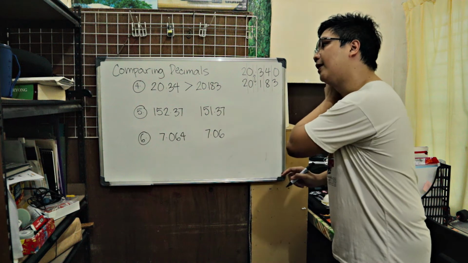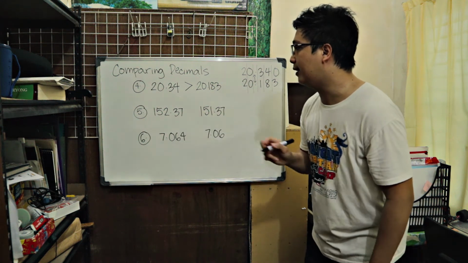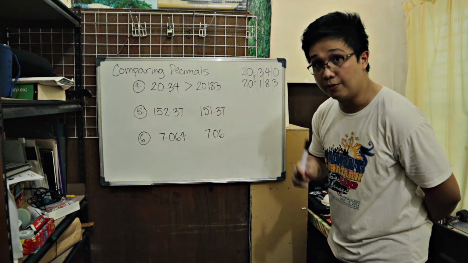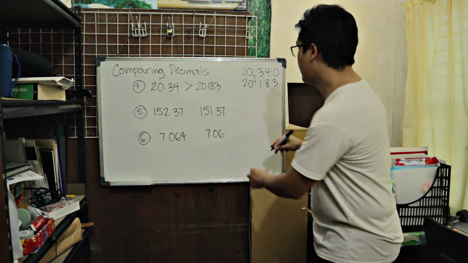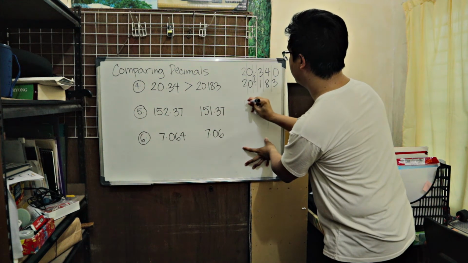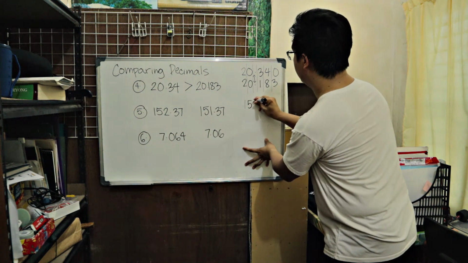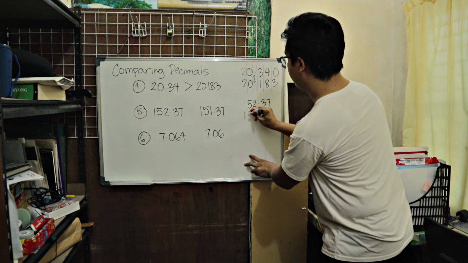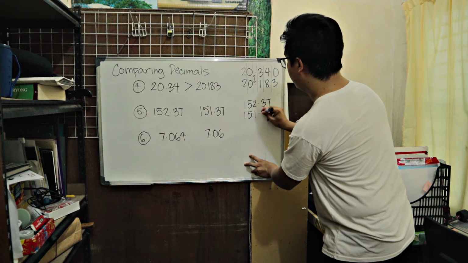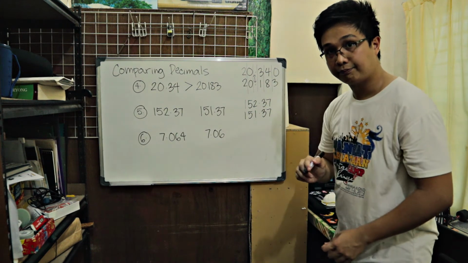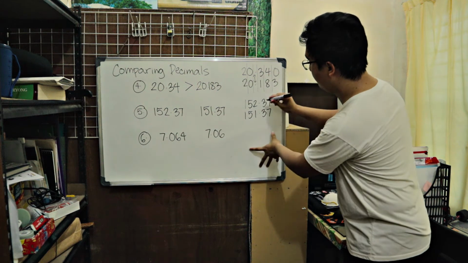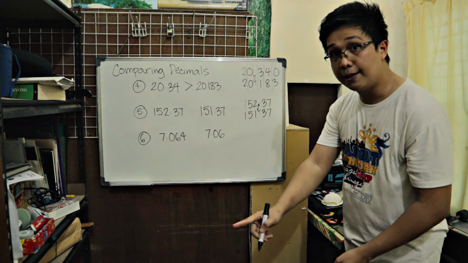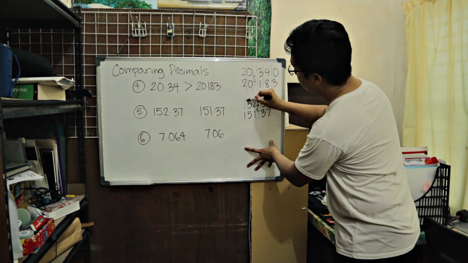Sige, let's try this one naman. 152 and 37 hundredths. Kag 151 and 37 hundredths, we will compare. I-align ta na ang ila decimal point. So, ari, sulat ko sila one on top of the other. 152 and 37 hundredths. 151 and 37 hundredths. Naka-align ang decimal point. Always start by aligning the decimal points. And then let's separate them according to their place value.